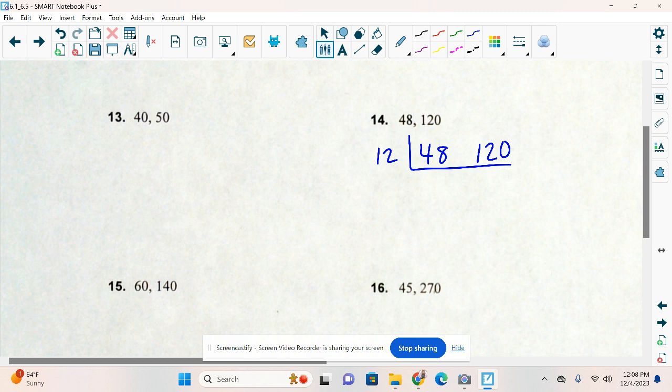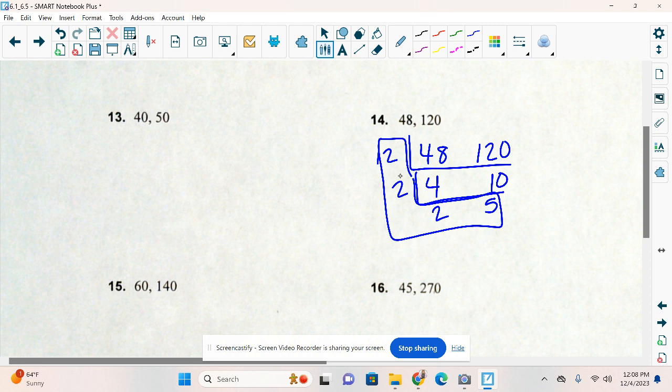48 divided by 12 is 4. 120 divided by 12 is 10. Then 2: 4 divided by 2 is 2, and 10 divided by 2 is 5. We're finding the LCM, so we multiply all these numbers together. And what do you get? 240.